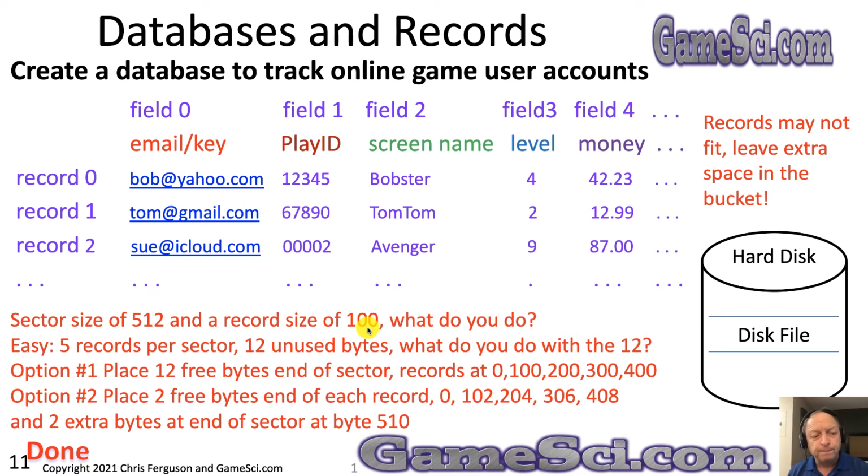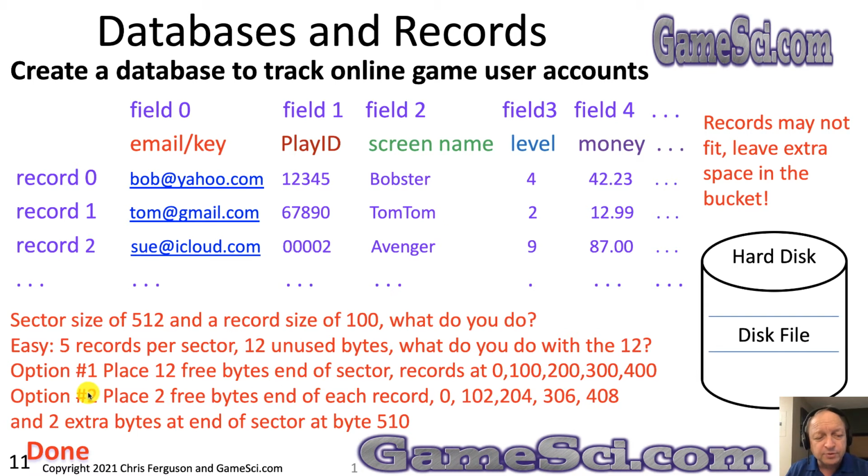What would you do? Well, that one's pretty easy. You would store 5 records per sector and use 500 bytes. You'd have 12 unused bytes left over. What would you do with the 12? Well, number one, you'd leave them empty. You'd much rather have a few empty bytes in a sector than try to write records across different disk sectors. So the option number one for those 12 free bytes is just to put them all at the end of the sector. So my individual records would be at byte 0, byte 100, byte 200, byte 300, and byte 400. And there at the very end of the disk sector, there would be 12 free bytes of memory.